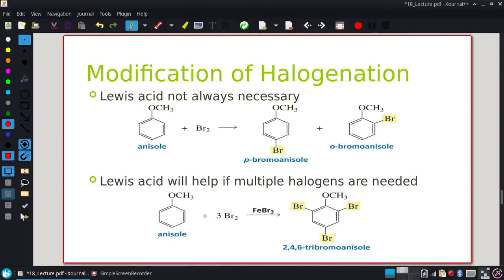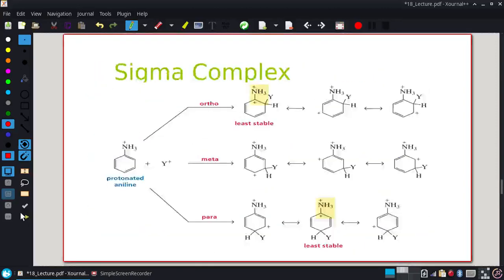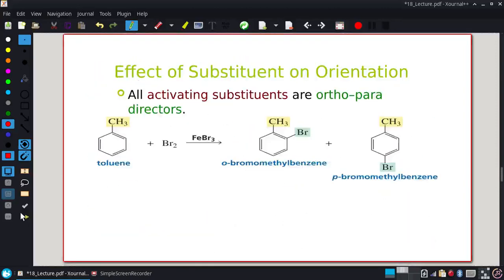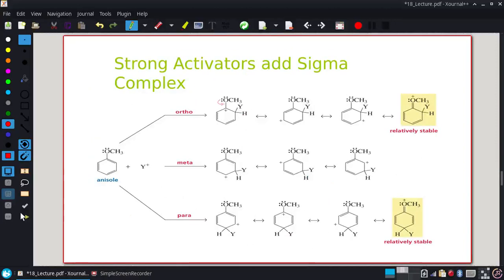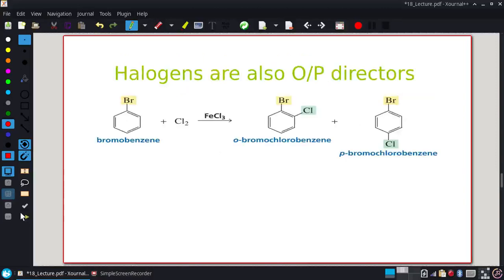Now, if we want to do it more, so if we want to put 3 different bromo groups on there, if we want to occupy all of our ortho-para positions, we need the iron bromide. But those strong activators, because of this additional complex, allow that to happen without having the hydrogens in there.